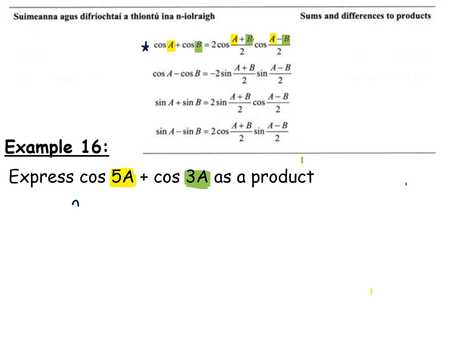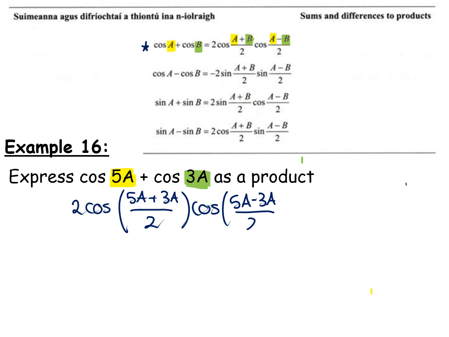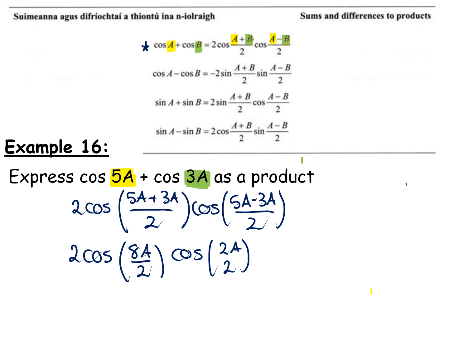So what we end up with is 2 cos of 5a plus 3a over 2 cos of 5a minus 3a over 2. 2 cos, I get 8a over 2, and cos of 2a over 2, and that gives us final answer 2 cos of 4a cos of a.